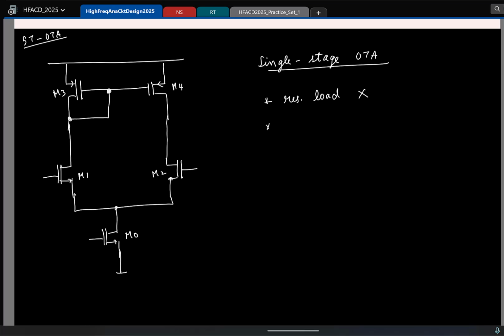So then, what kind of loads do you think this can be good for? A capacitive load, right? A capacitor doesn't change the DC gain. So that way it is good. It's typically preferred if you have to drive capacitive loads.